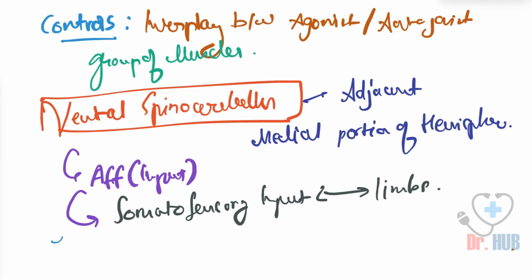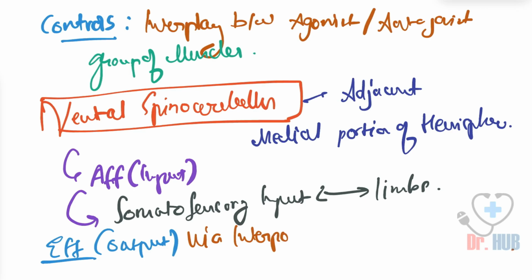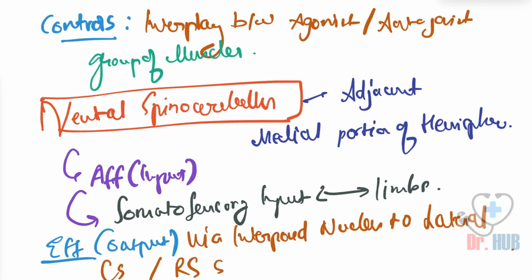And what about the efferent? The efferent is nothing but the output. This will be via the interposed nucleus to the lateral corticospinal and the rubrospinal systems.